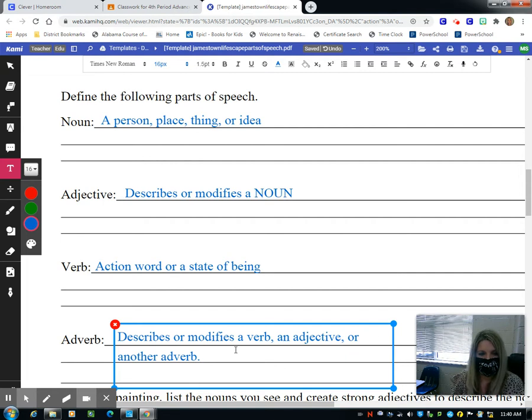So it describes or modifies a verb, an adjective, or another adverb. So it really has three jobs, doesn't it? Possible jobs. It can do all three of those things. It can do lots of things. Adjective, on the other hand, it can only do what? Describe a noun. An adverb, on the other hand, can describe a verb, adjective, or another adverb.